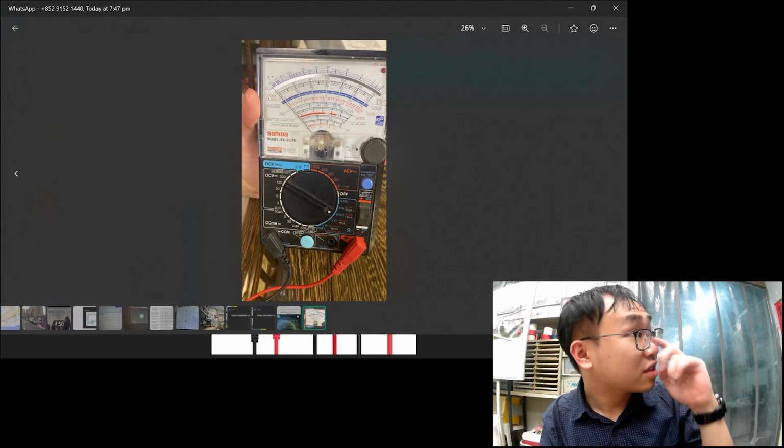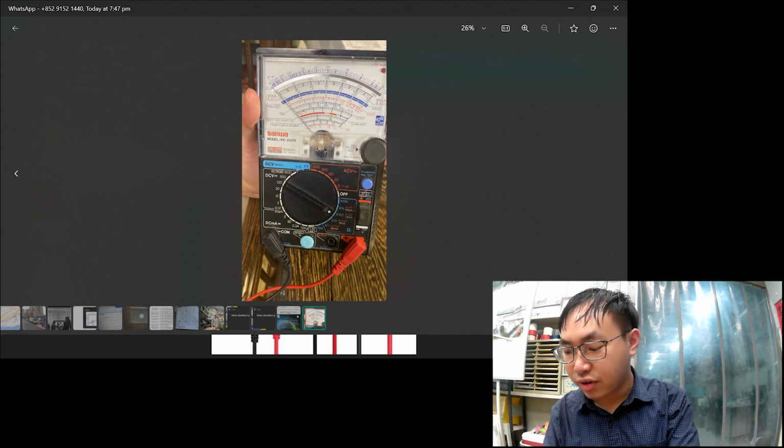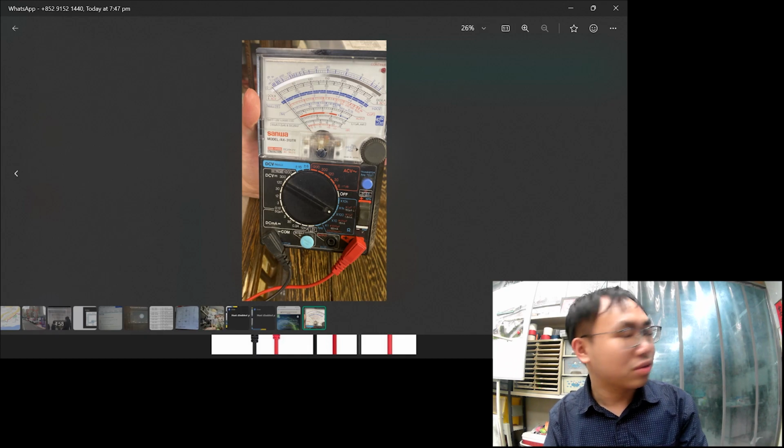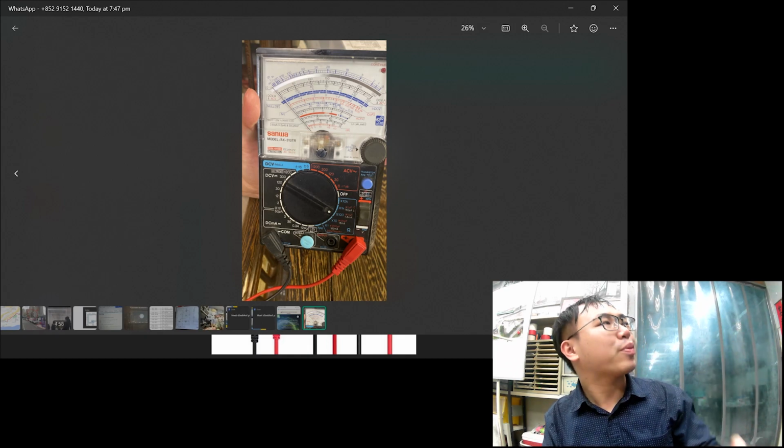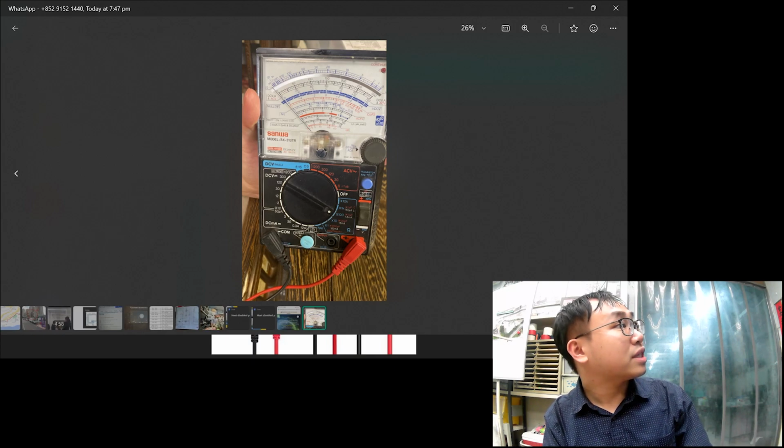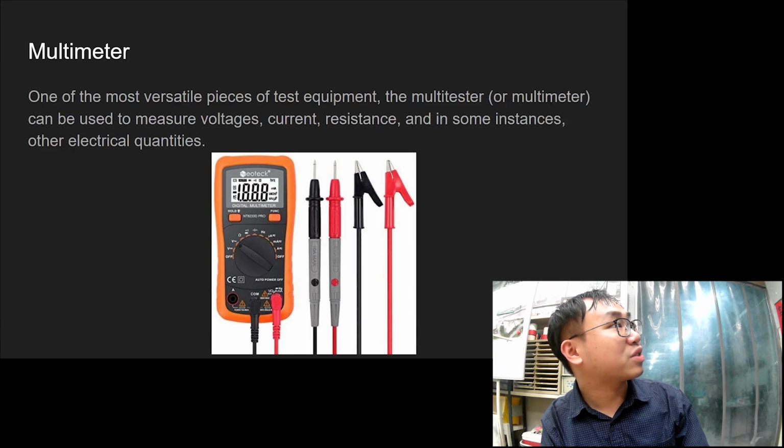Okay, which is an old type, analog, a very traditional, typical analog multimeter. You see that it has different functions. You have a calibration block for calibration. I'll use this. I need this diagram for some illustration.